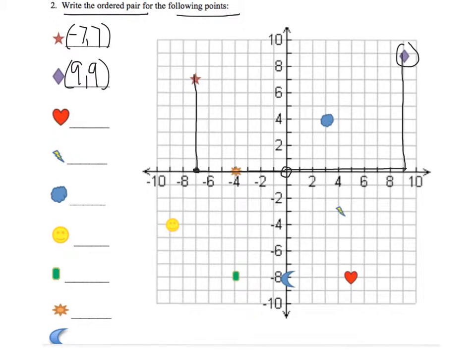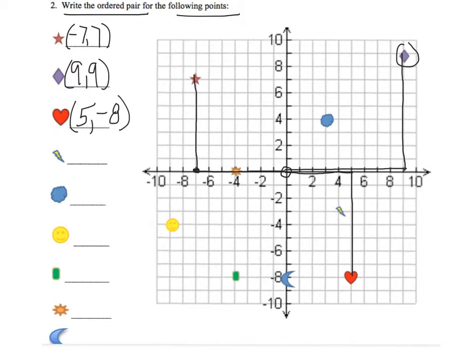The next shape is the heart. From the origin, I'm going to go along the x-axis all the way to a +5. Then I'm going to go down into quadrant 4. So my first coordinate will be a +5. And because I had to go below the x, I'm going to go down to a -8 for my y coordinate.